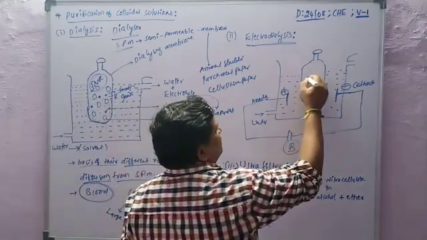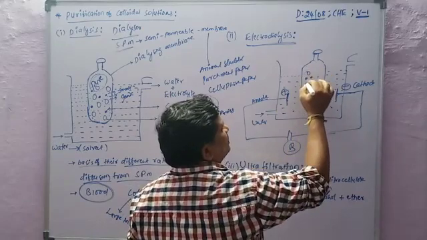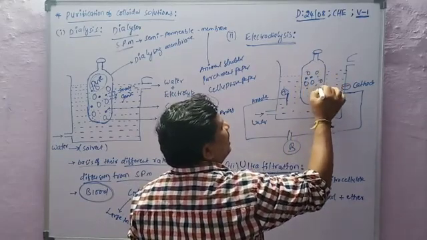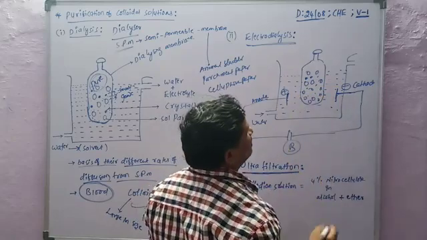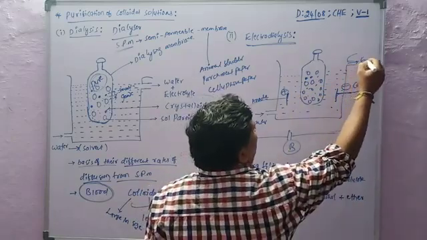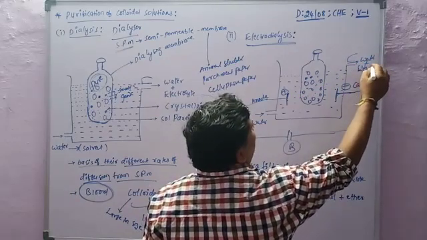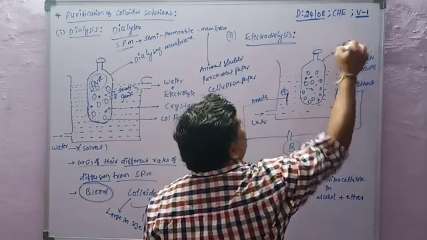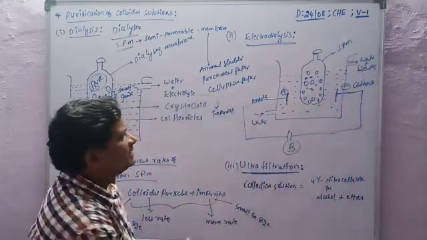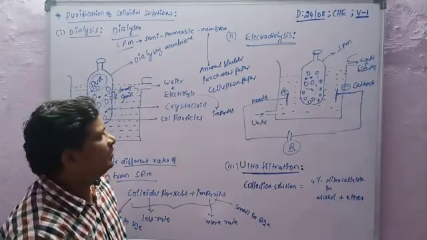Now there is the colloidal solution, with colloidal sol particles. Water plus electrolyte is separated out by this process. It is covered with a semi-permeable membrane.